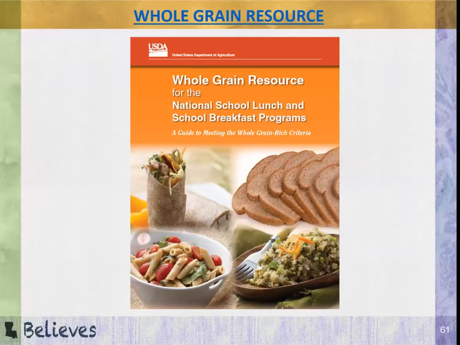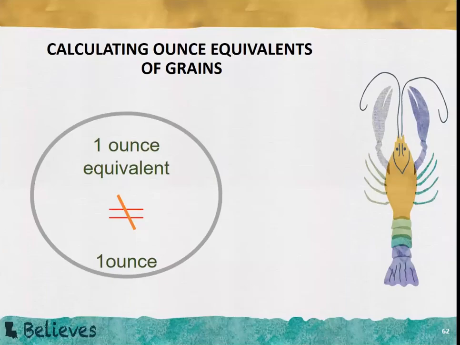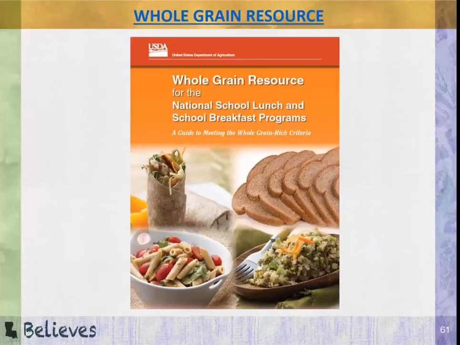USDA has published the whole grain resource for the National School Lunch and School Breakfast programs. This resource will assist you in meeting the whole grain rich criteria. It can be downloaded from the CNP website and is also linked to the title at the top of this slide. As discussed earlier in this training, when whole grain rich requirements are met, be certain to check the whole grain rich box next to each bread grain item listed in the production record.